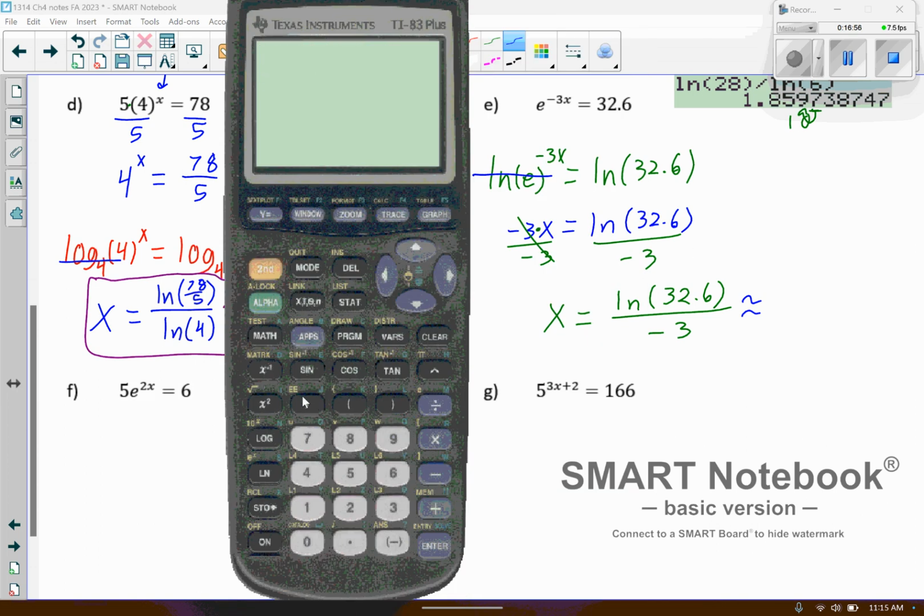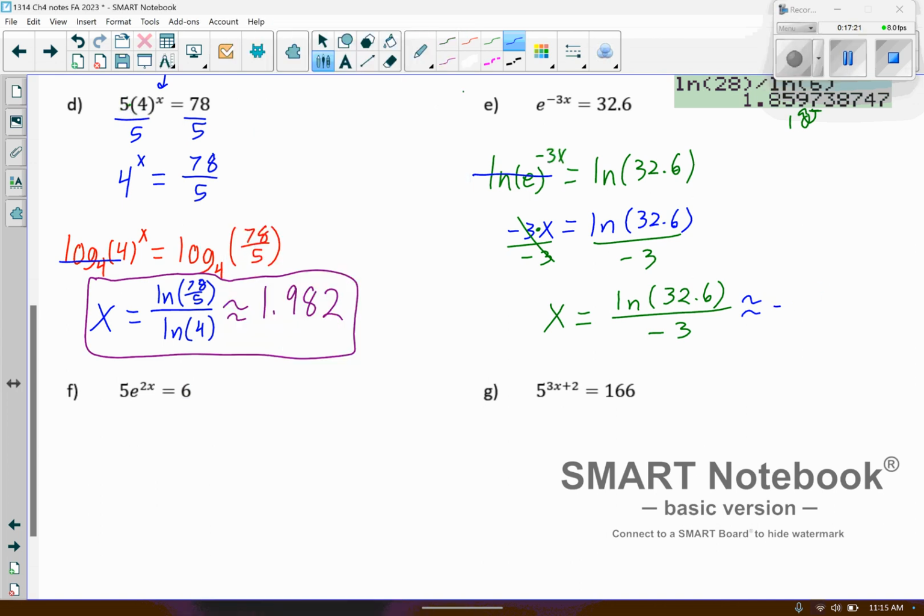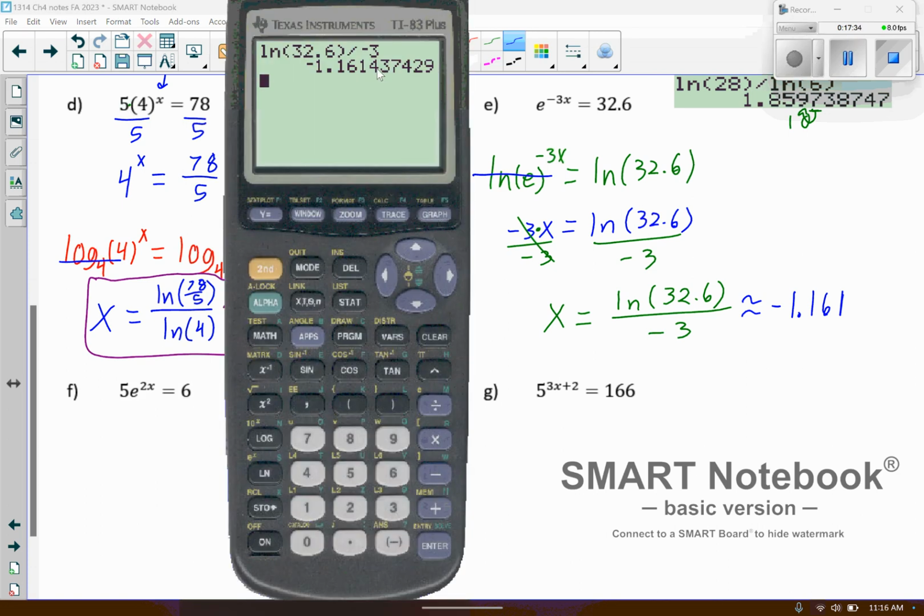So here we go. We're going to do natural log of 32.6 divided by negative 3. Make sure you use the negative key, not the minus key, because you'll get an error. And so let's see, we get negative 1.161. Negative 1.161. Okay, so this time I didn't round that up because the number following my third decimal place was less than 5.